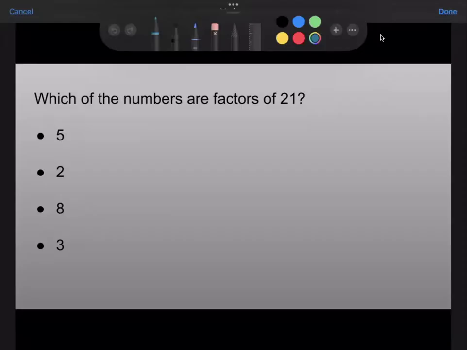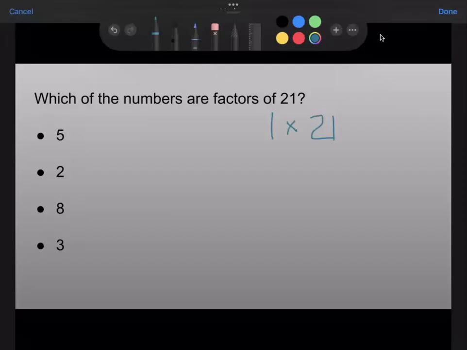Okay, here's our next one. Which of these numbers are factors of 21? Now, in this one, we get some multiple choices that we can choose from. So I'm going to start by making a list of factor pairs for 21, and then I'll see if any of these choices match up. Any number has the factor pair of 1 and the number itself. All numbers do that. So I can always start with 1 times 21.